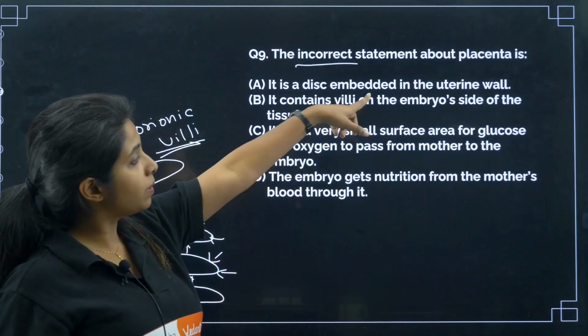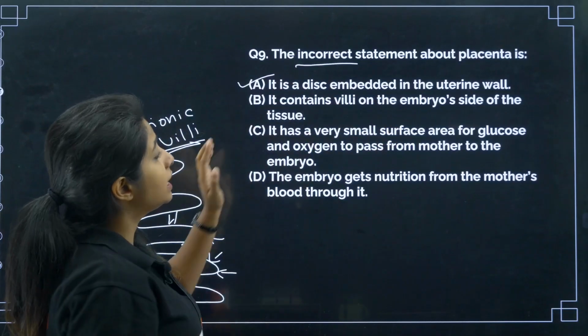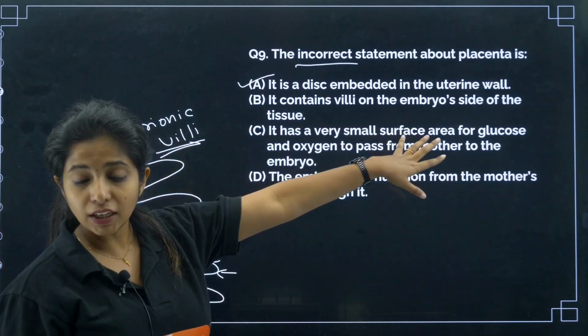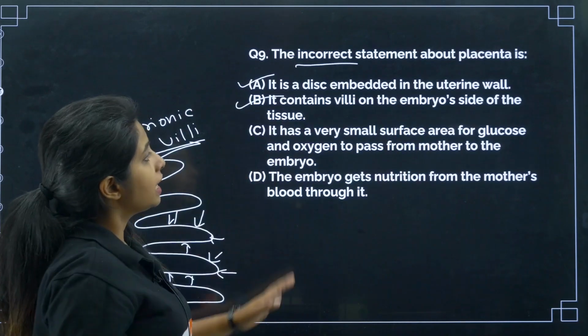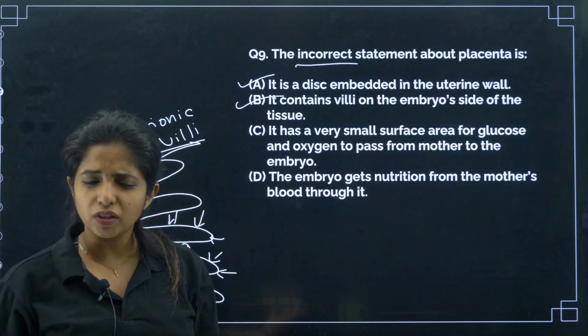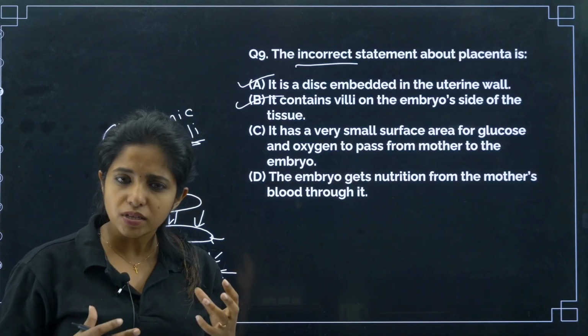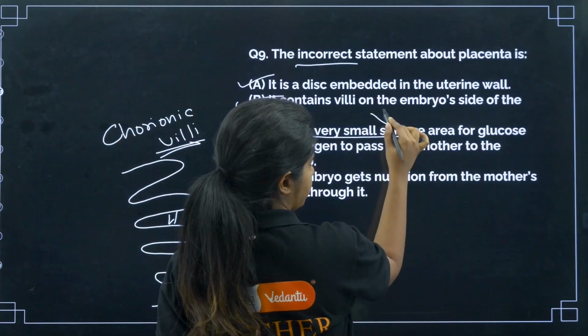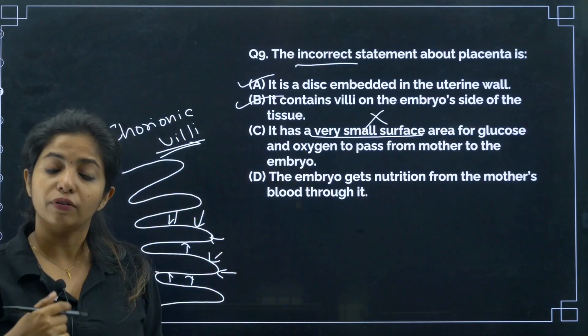It is a disc embedded in the uterine wall. This is correct. It contains villi on the embryo side of the tissue. That is also correct. It has a very small surface area for glucose and oxygen to pass from mother to the embryo. Do you think it has a very small surface area? No, my dear children. It has a larger surface area for exchange of gases.